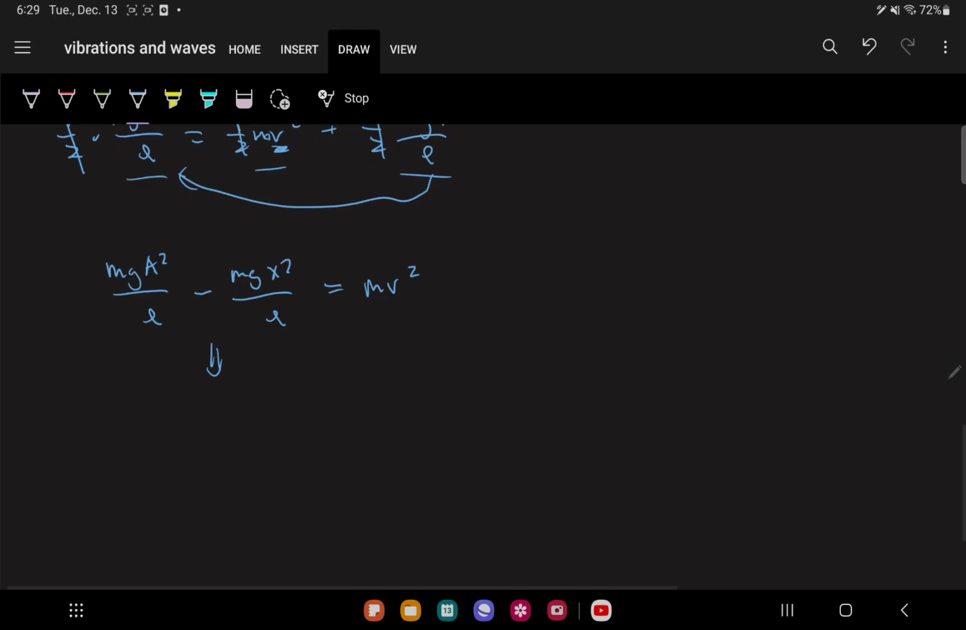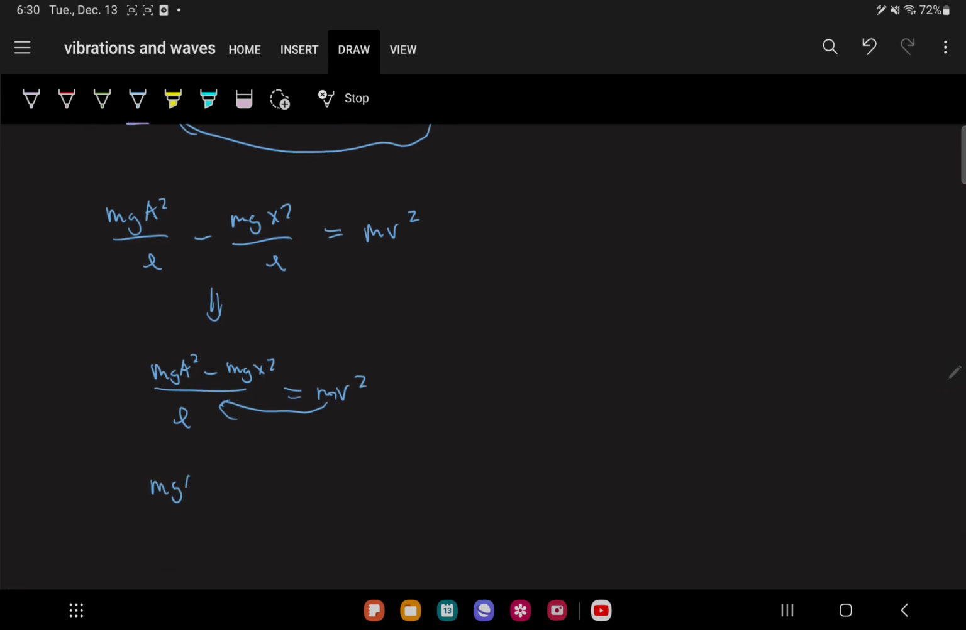So you learned this in elementary school. This is going to be mg A squared minus mg x squared divided by the length. It's going to be equal to mv squared. And then if you want to isolate v, you move the m to the bottom of this, so this is going to become mg A squared minus mg x squared divided by length times m, and the m's cancel out. If you take g out of it as well, because they both have g, this is going to be g times A squared minus x squared divided by length, which is going to be equal to v squared.